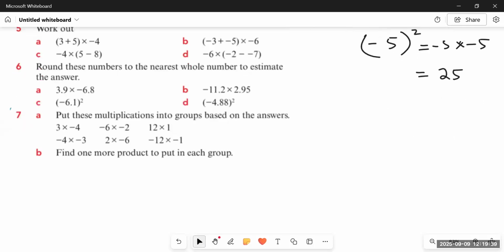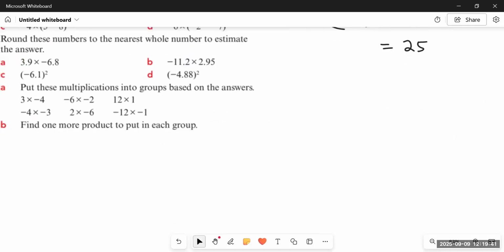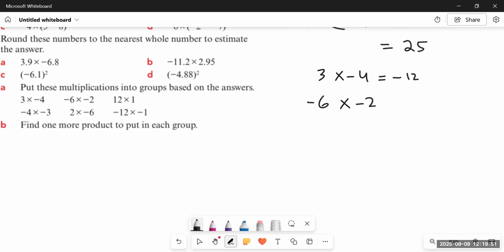Question number 7 says, put these multiplications into groups based on the answers. So 3 multiplied by minus 4 is equal to minus 12. Minus 6 multiplied by minus 2 is equal to positive 12. So 12 multiplied by 1 is positive 12. Some of them are getting positive and some of them are negative.